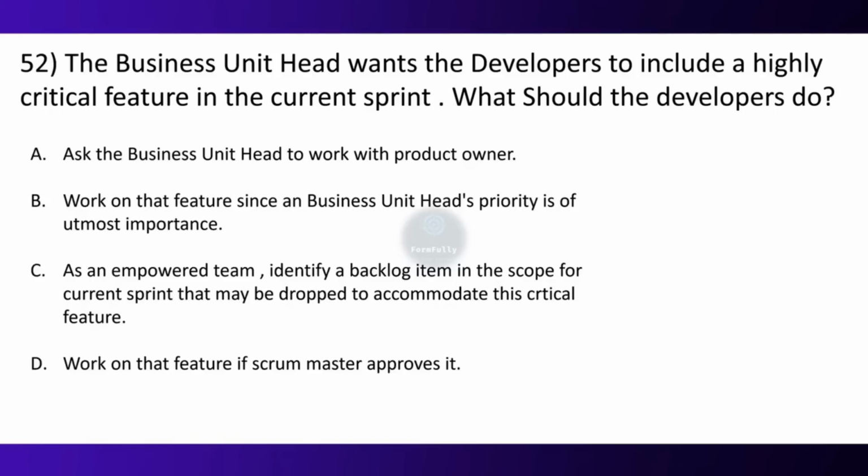Question 52. The business unit head wants the developers to include a highly critical feature in the current sprint. What should the developers do? Option A. Ask the business unit head to work with the product owner. Option B. Work on that feature since a business unit head's priority is of utmost importance. Option C. As an empowered team, identify a backlog item in the scope for current sprint that may be dropped to accommodate this critical feature. Option D. Work on that feature if the Scrum Master approves it. And the correct option is C.